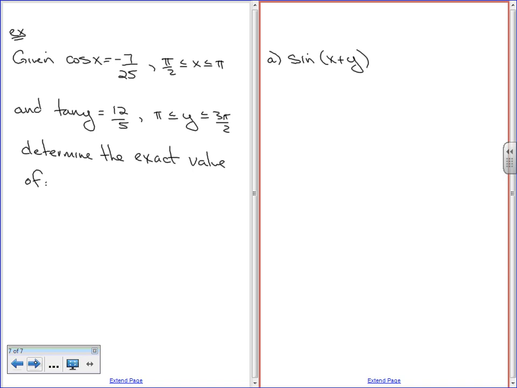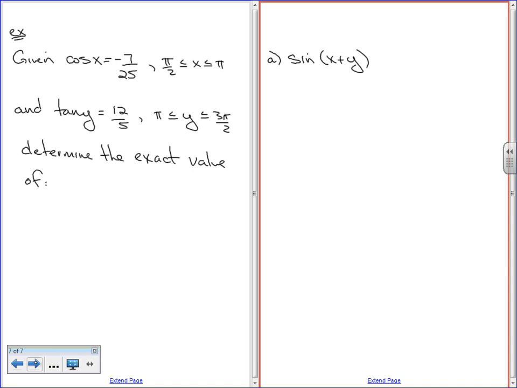And then they give you information about angle y. They tell you that the tangent of that angle is equal to 12 over 5, and that angle y is between pi and 3 pi over 2 radians. And you want to use this information to determine the exact value of sine of x plus y. So you don't know what the angles are, and you can't figure out the exact values of the angles. Okay?